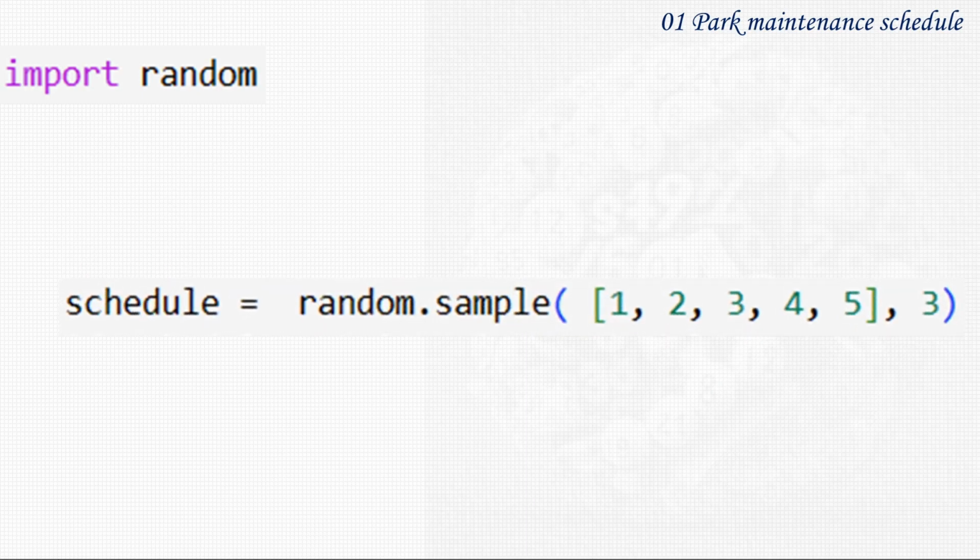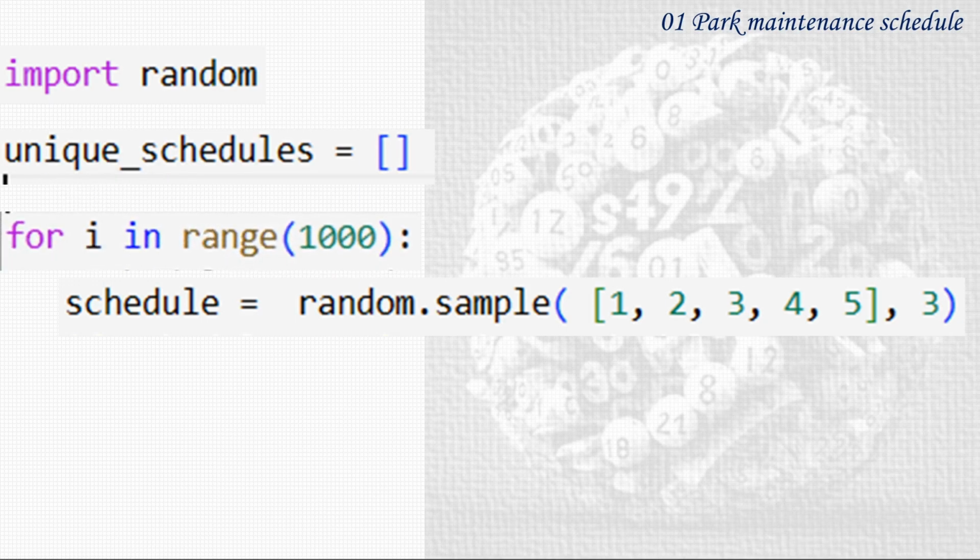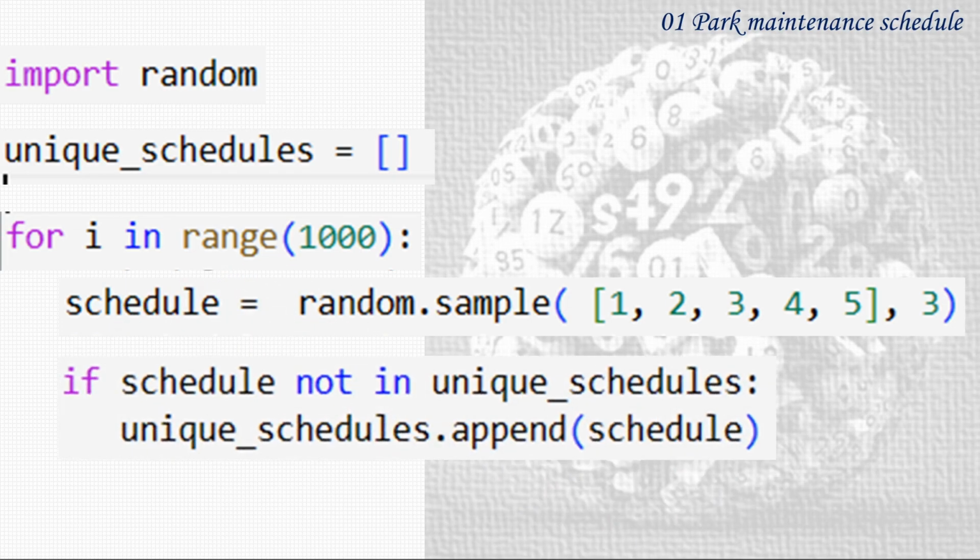To generate random numbers, we will need the Python library random and the sample method from this library. The sample method takes 5 numbers, which correspond to our schedule days, and randomly selects 3 numbers from these 5. Next, we need a list to store our schedules. To generate 1000 random schedules, we need to create a loop. Finally, we will check if the randomly generated schedule has already been stored in the list of schedules. If not, we will add it to the list.